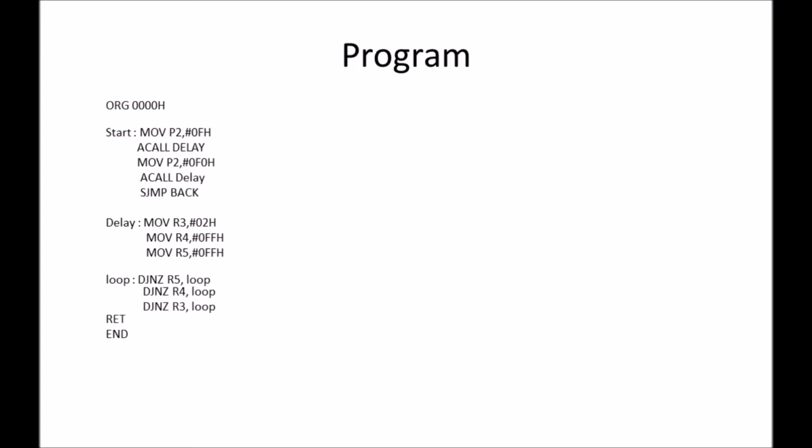First we'll send 0FH on port P2. So the lower 4 LEDs will glow and the upper 4 LEDs connected at port 2 will be off. Then delay is called, and after that on port P2 we'll send F0H. So the upper 4 LEDs will glow now and the lower LEDs will turn off. Again we'll call a delay, and the program will be executed continuously. The delay program using a register is written here.